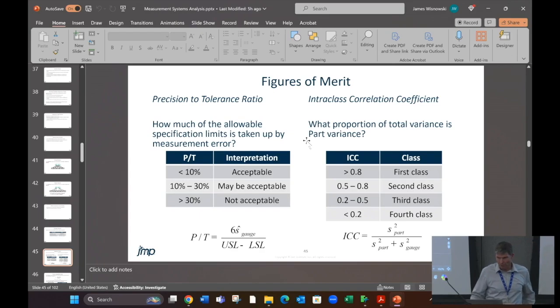So in other words, if we look at the intra-class correlation, which is going to be your variance of your part over your part plus gauge, your hope is that that's very close to 1, that all your variability is due to the part. And then if you are, you're first class. If you're less than 0.2, you're fourth class. So.